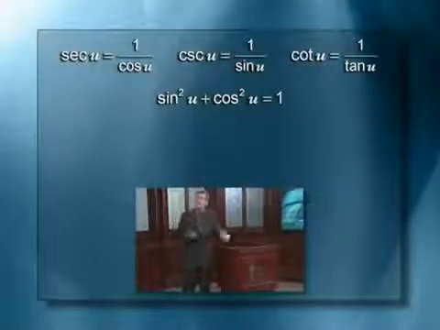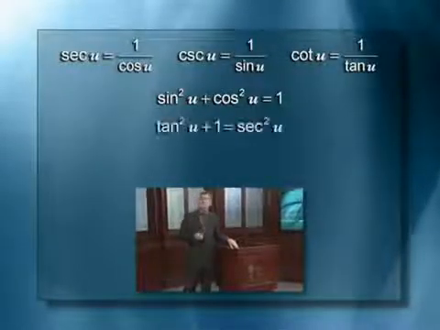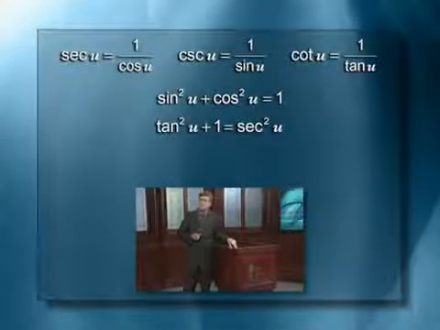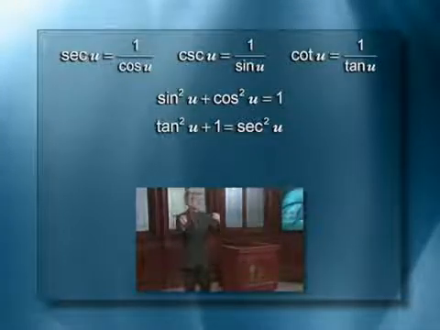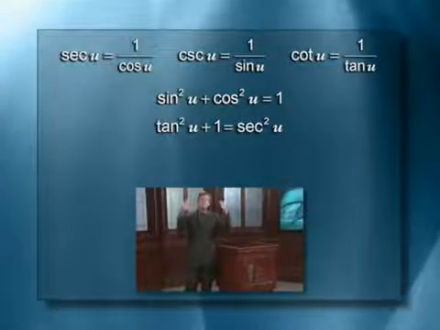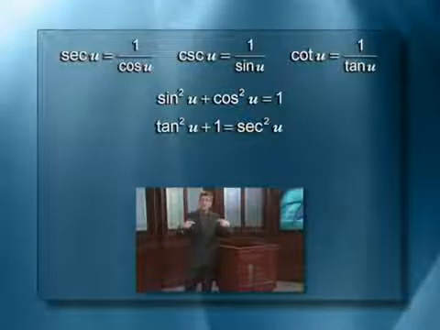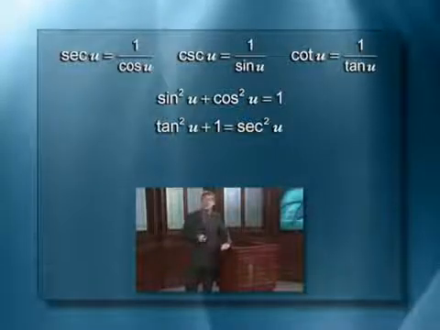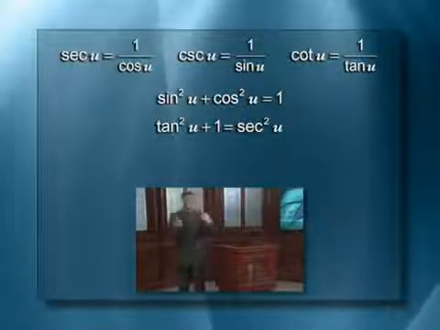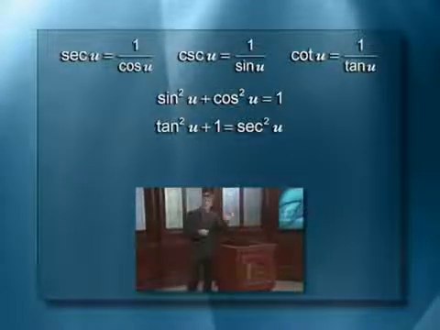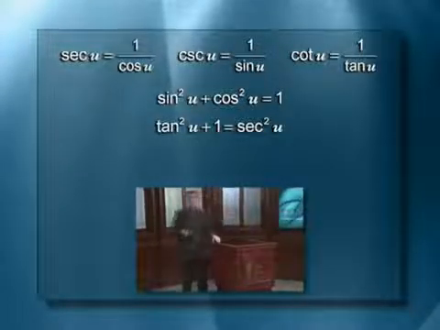And from that identity, we developed a couple more. Tangent squared plus 1 equals secant squared. How did we get that? Well, we divided both sides of the fundamental identity by cosine squared. And if you remember that computation, it gave rise to tangent squared plus 1 equals secant squared.